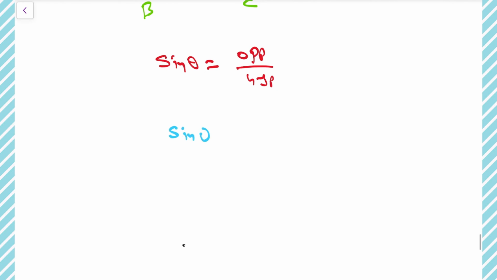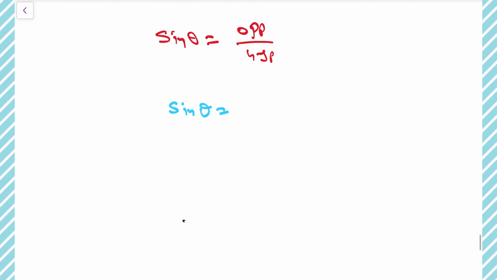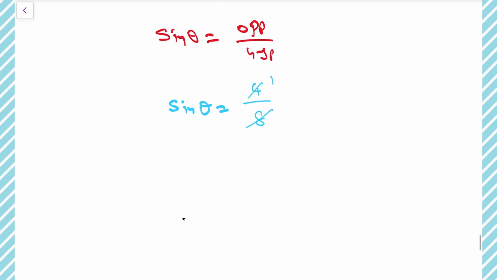Sine theta equals, what is the opposite here? 4 and hypotenuse is 8. So sine theta is equal to 4 divided by 8. That is 4 ones are 4, 4 twos are 8. So sine theta is equal to 1 by 2. In sine, which angle is 1 by 2? 30 degrees. So theta value is equal to 30 degrees.